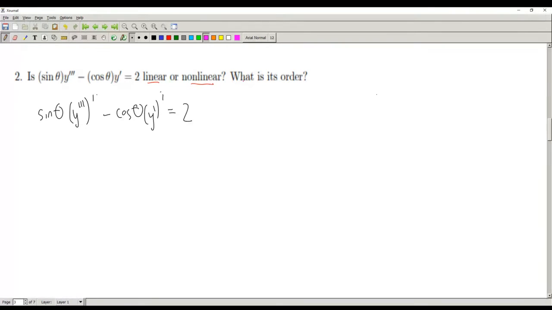Now, looking at the order, what would you guys say is the order and why?